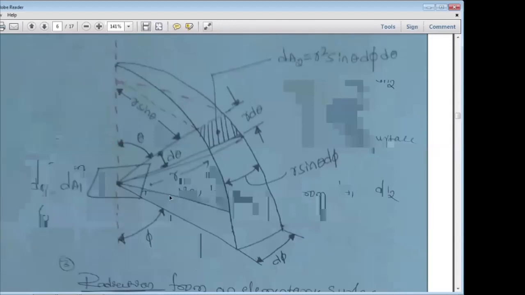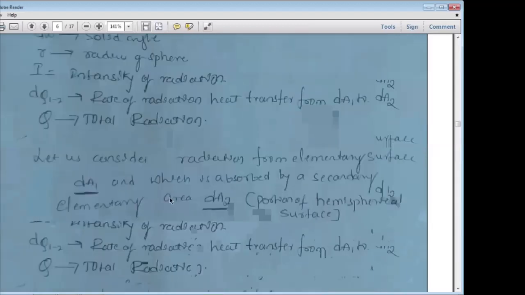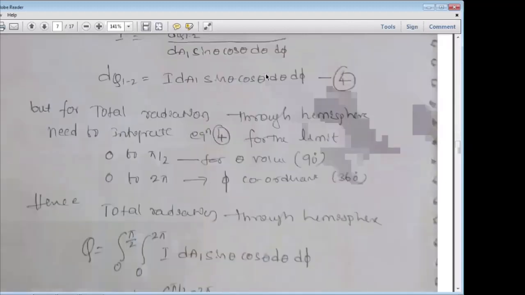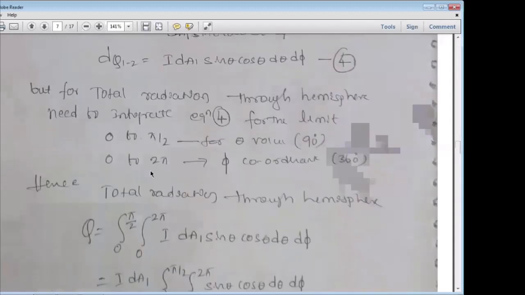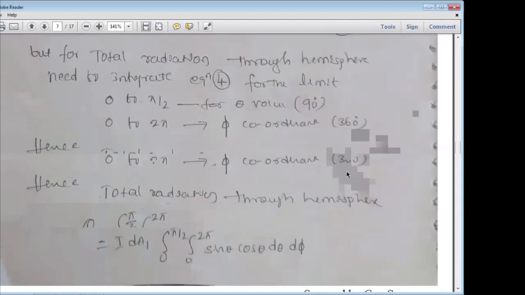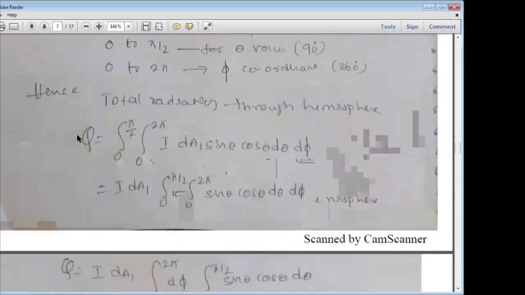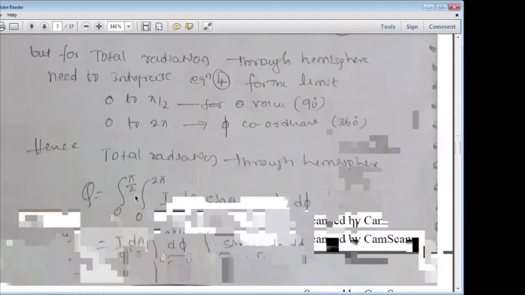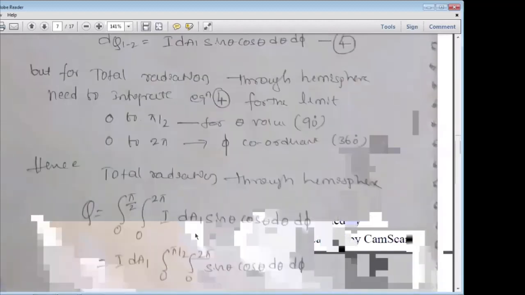So you have to remember that, because we are taking d phi and d theta is also in the given equation. Then we need to consider the two limits here. Hence, the total radiation through the hemisphere can be calculated: integration of dQ12 is equal to Q, with limits 0 to pi by 2 and 0 to 2 pi of I dA1 sine theta cos theta d theta d phi.